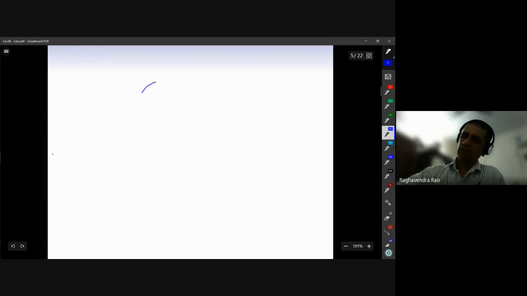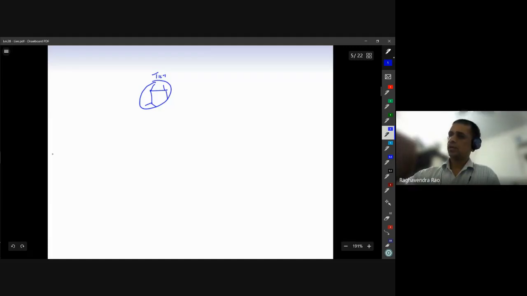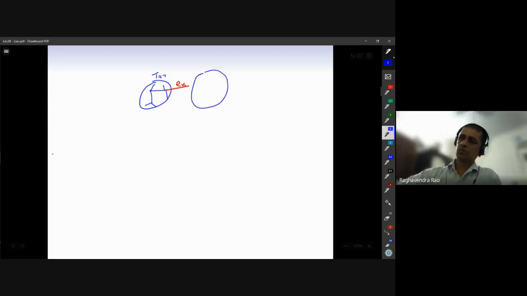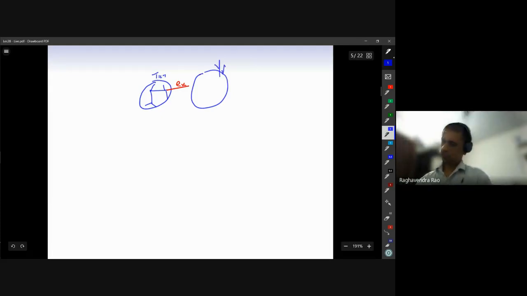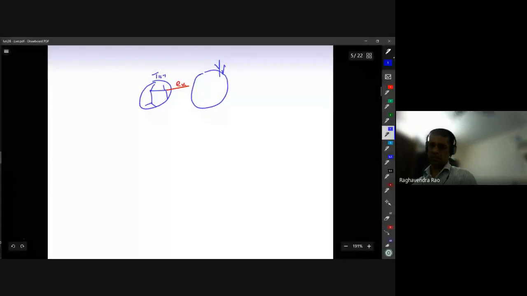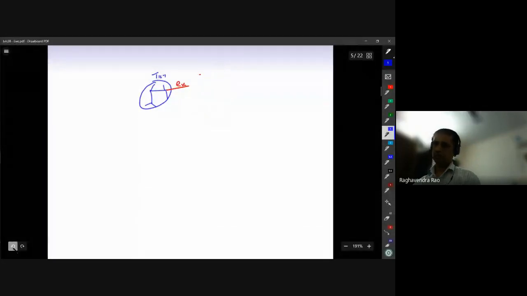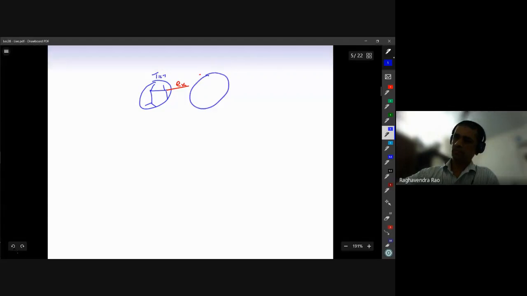This is Tk-1. This is a tree, so it will have some structure like this. And what we have is ek. Let's say this is ek. This is the rest of the graph, V minus Sk-1.